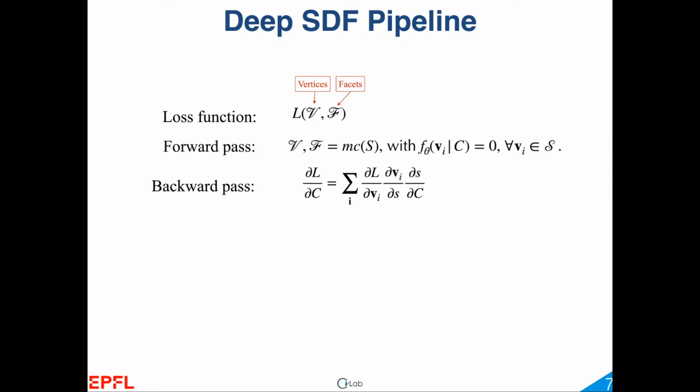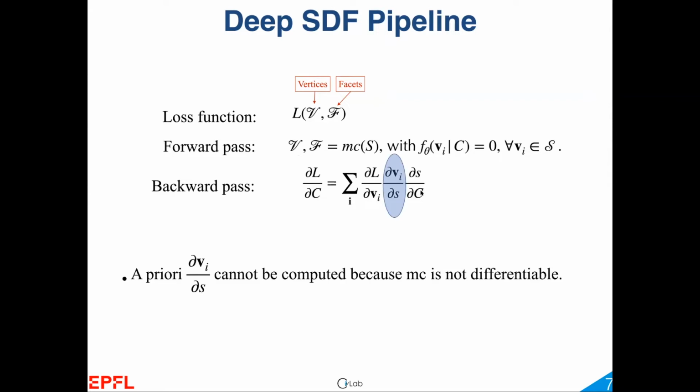When you train your deep nets, you need to compute the derivative of L with respect to C, the code. And you just use the chain rule as a sum of dL/dV, V being the vertices, dV/dS, and dS/dC, since s depends on C. And there you run into a problem. The problem is that because Marching Cube is not differentiable, dV/dS is not easy to compute. It doesn't exist.